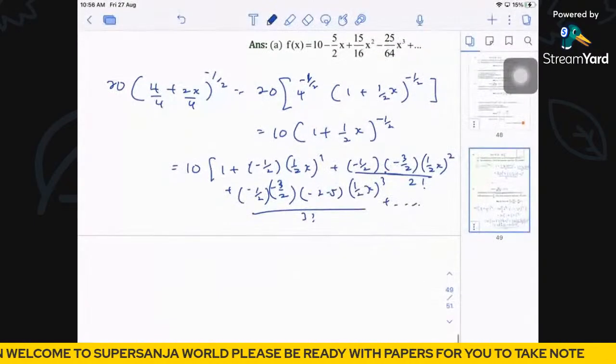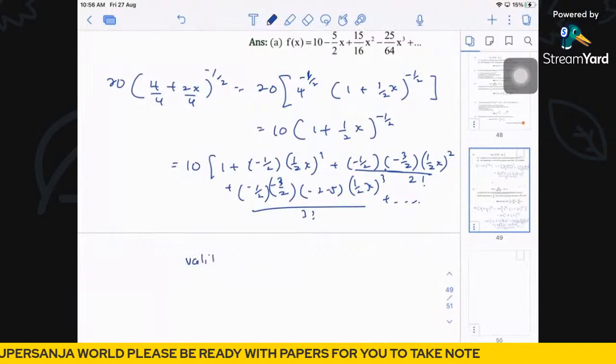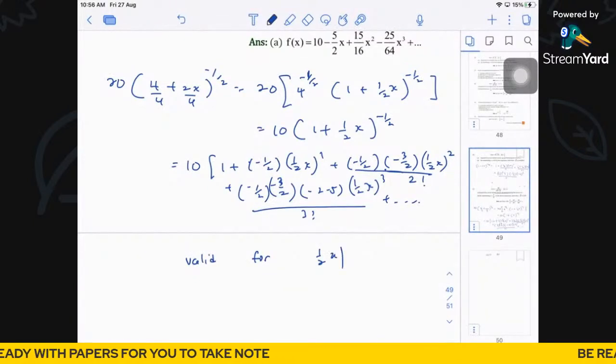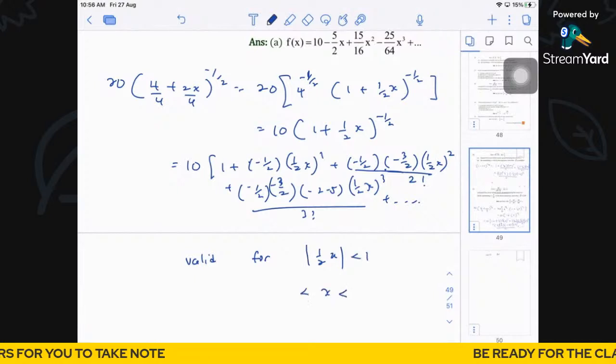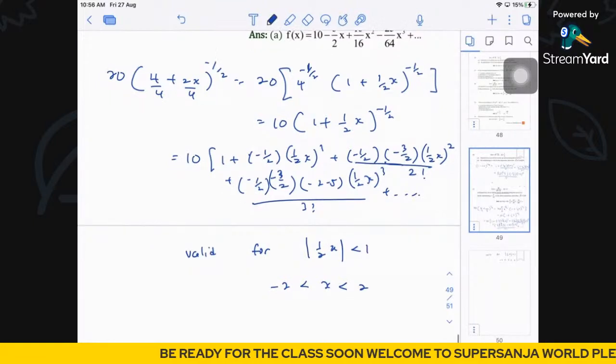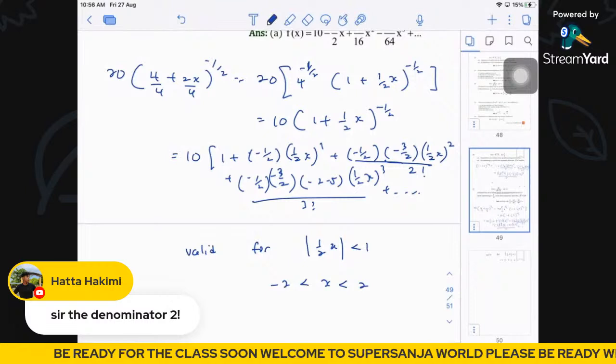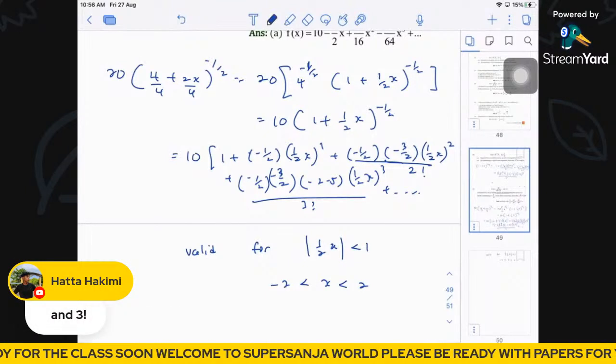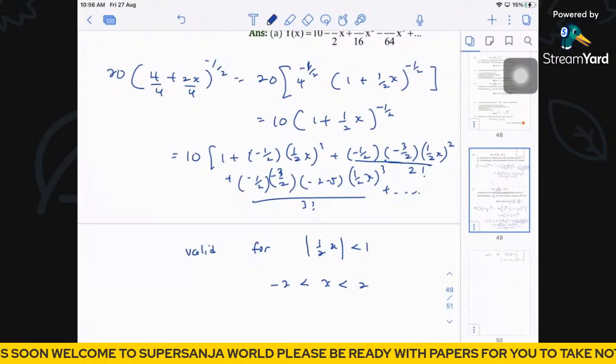If you expand that, don't forget the validity. It's valid for half x modulus less than 1. X is between negative 2 and 2. Okay, so make sure you write down that. So, yep, that's right. I corrected the thing there. Correct or not? I put 3 factorial there and this one is ready. So, correct, right? Okay, good.